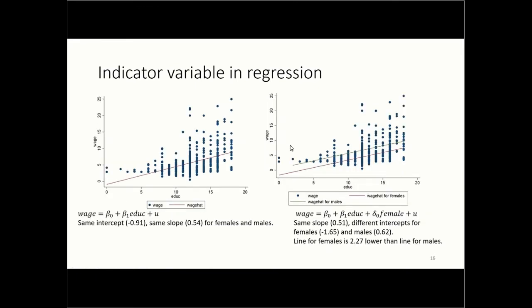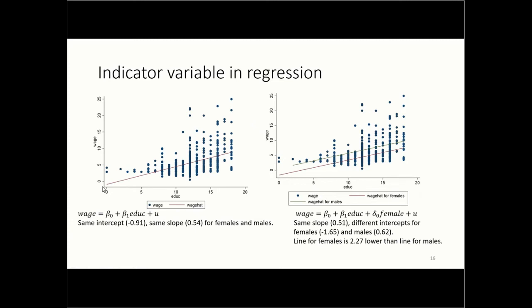So graphically, how would these things look like? Here, wage is plotted against education. In the first model where we have the same intercept and same slope, the slope here is 0.54. That's what we found from the regression on the previous slide. And the intercept here would be minus 0.91. This is where this would hit zero.